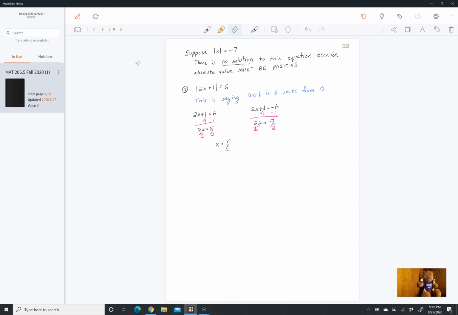Now, you don't have to put this in any particular order. You may just want to get into the habit of putting it smallest one first, but you wouldn't be incorrect if you wrote the 5 halves first. Okay, so we call this a solution set.